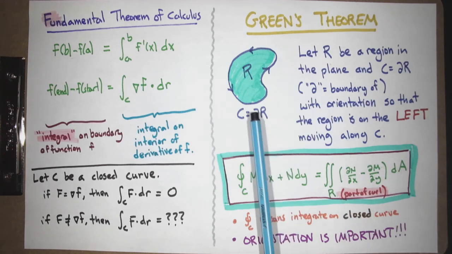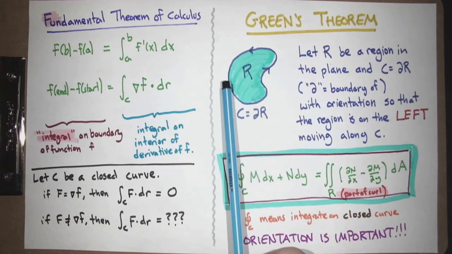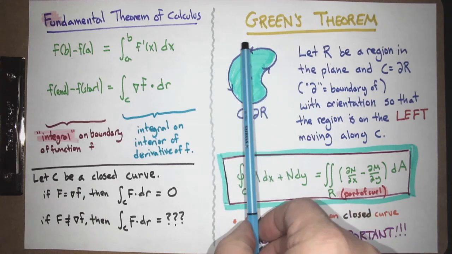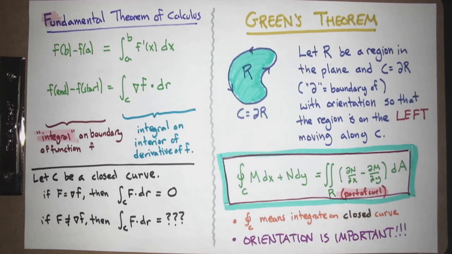If you have a region in the plane and you have a bounding curve, so C is the boundary of the region, and there's an orientation that goes on. So that's where I write the orientation so that the region is on the left when you move along C. Then the integral along the curve of m dx plus n dy is the integral over your region of partial n partial x minus partial m partial y dA.